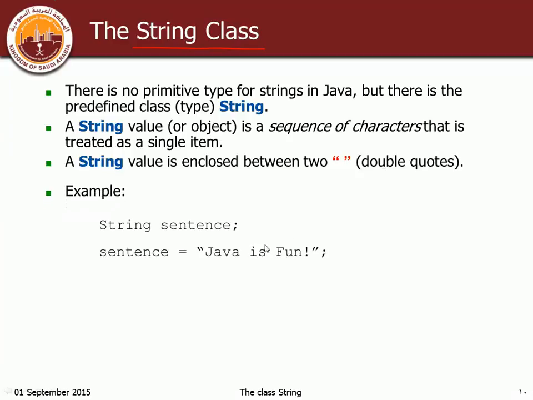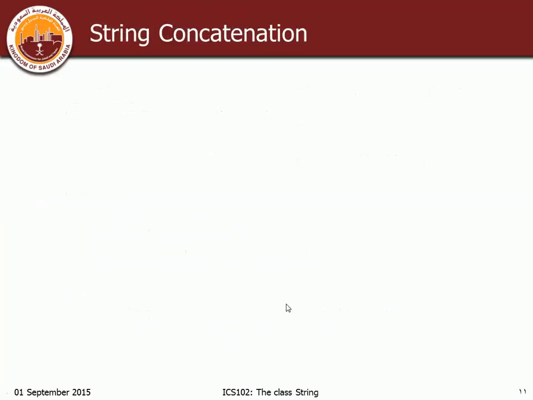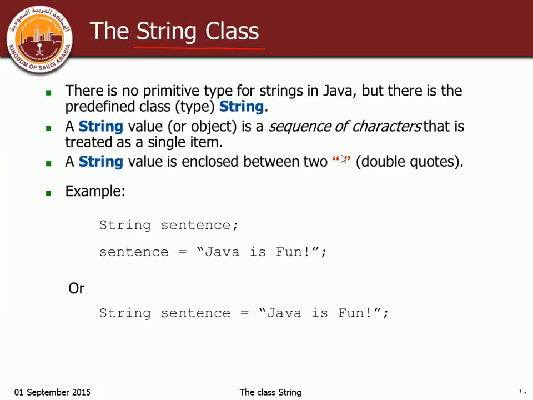So these are some examples. String sentence, or I can write something like this, in one line. These symbols, they name it like that. This is a quote. So one single quote, only one. Double quote, two of them.